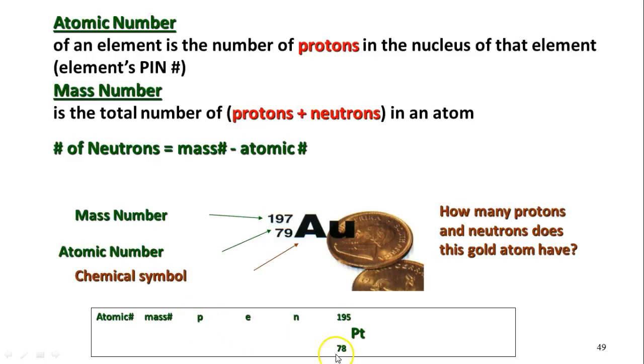Number of protons is going to be 78, because that's the atomic number. Number of electrons is going to be 78, because that's the atomic number. And the neutrons, solve for the neutrons. How many neutrons would this have? So we do 195 minus 78, and that is the number of neutrons, which is 117. So this particular platinum isotope has 117 neutrons.